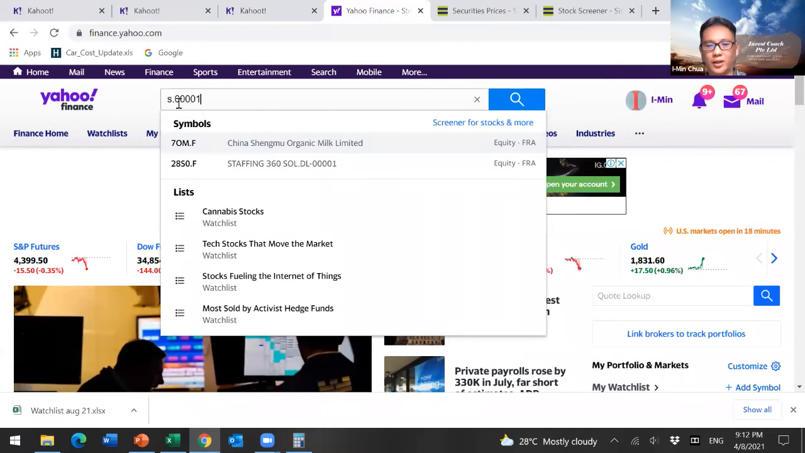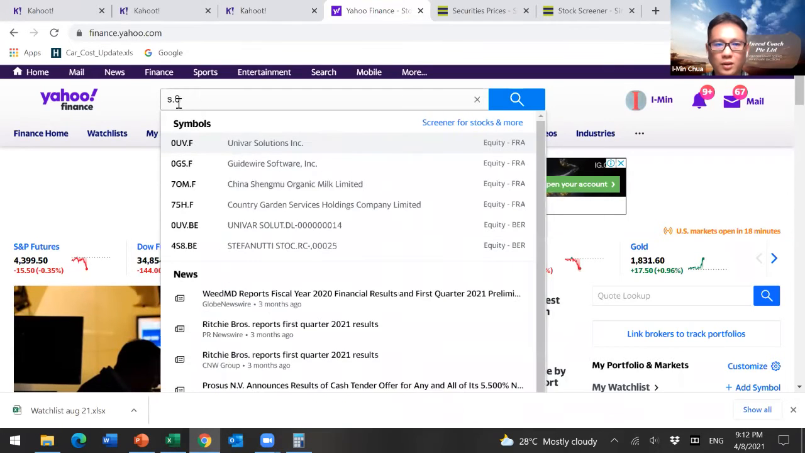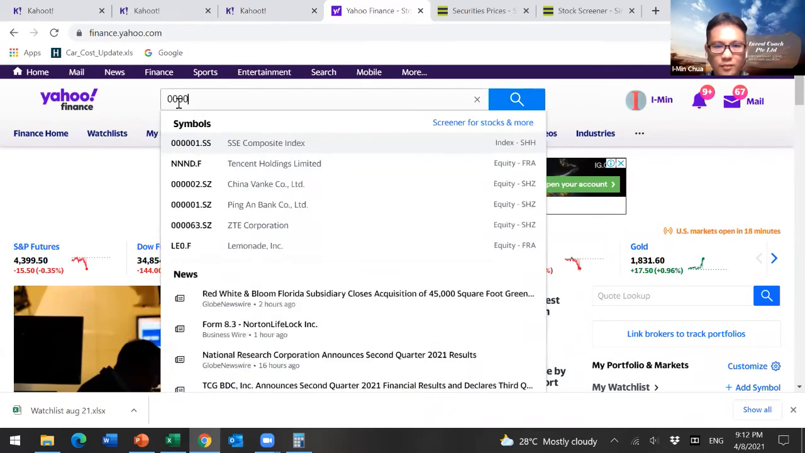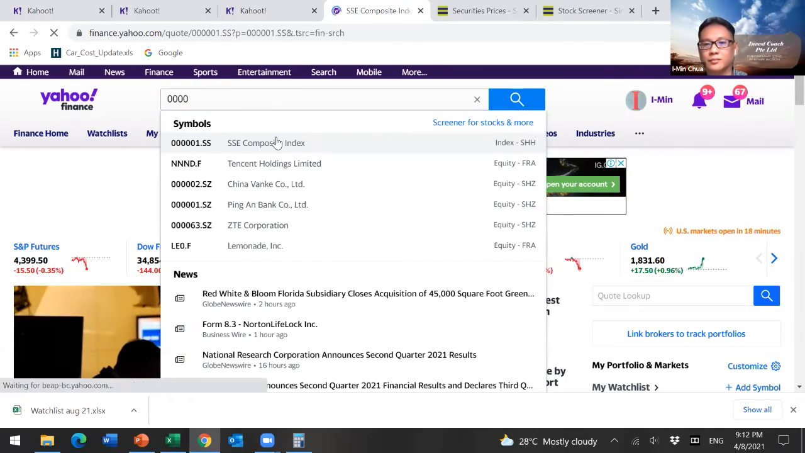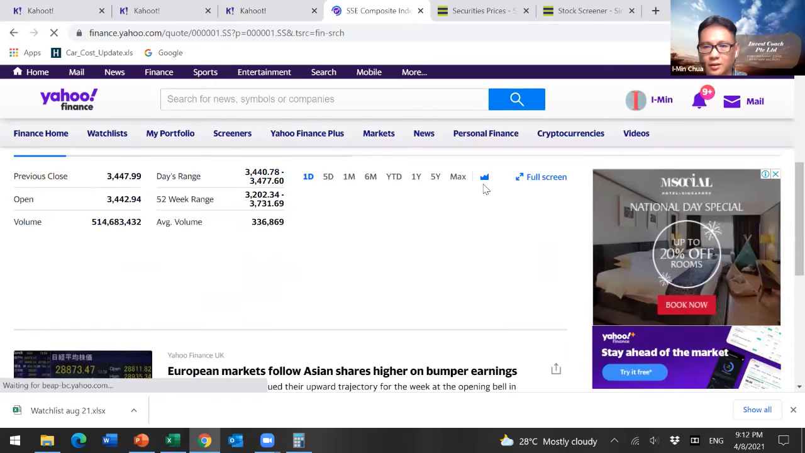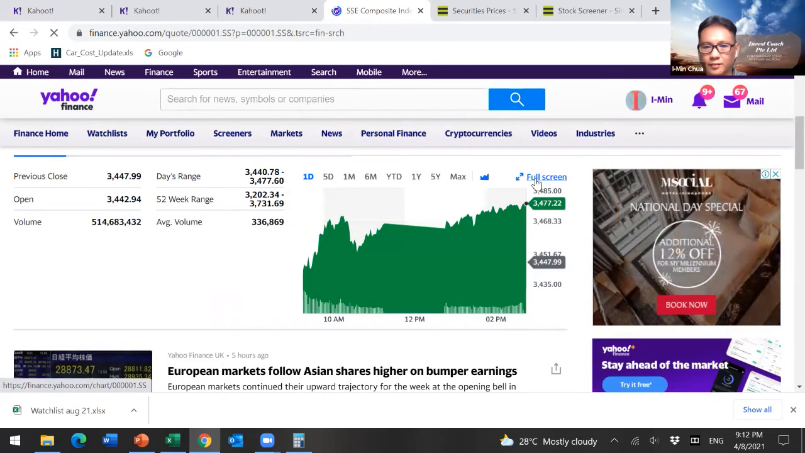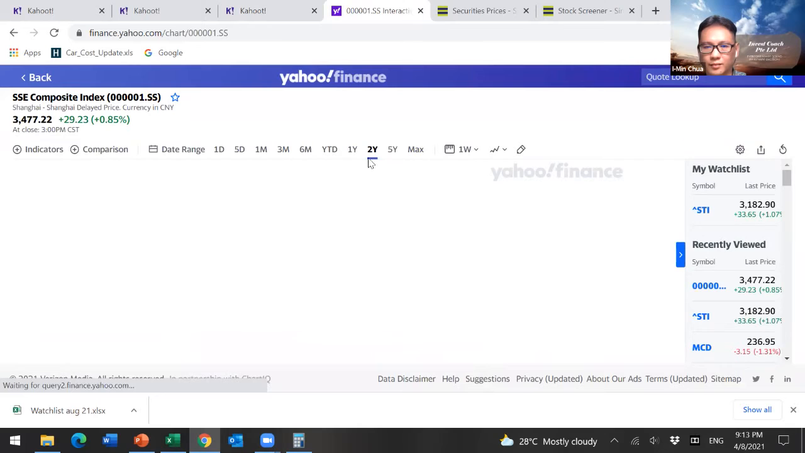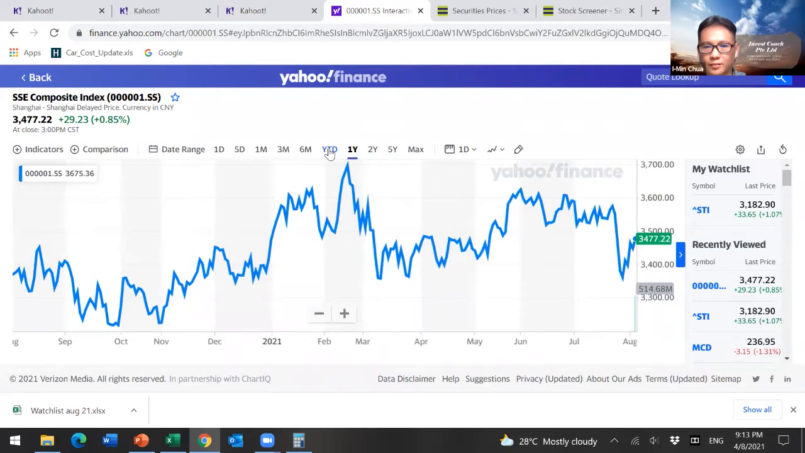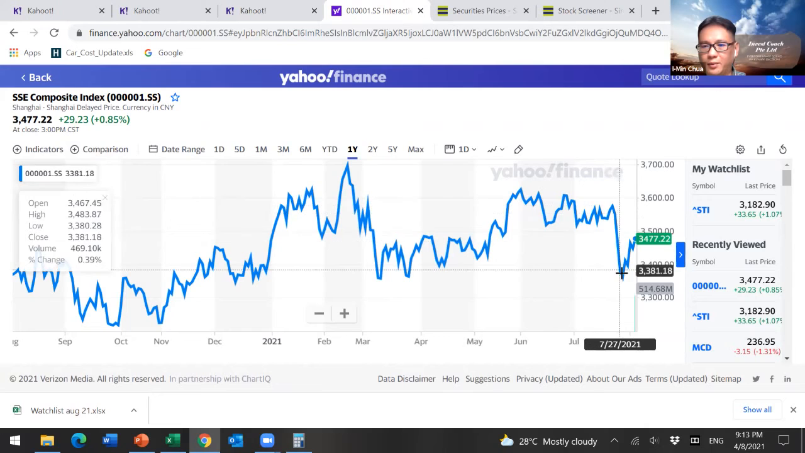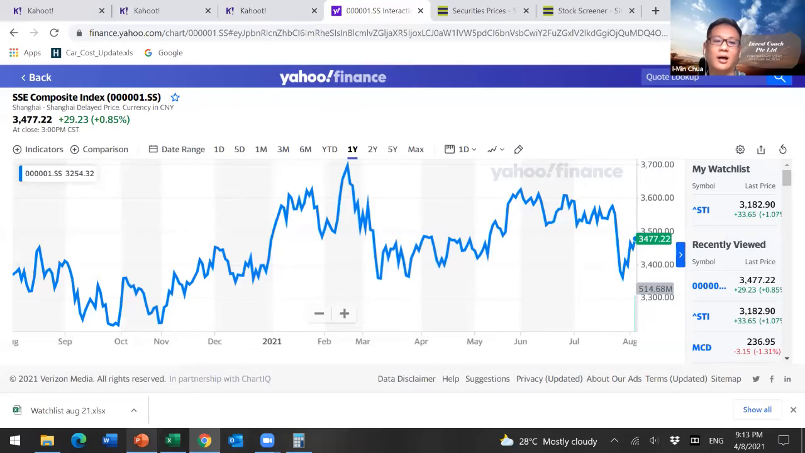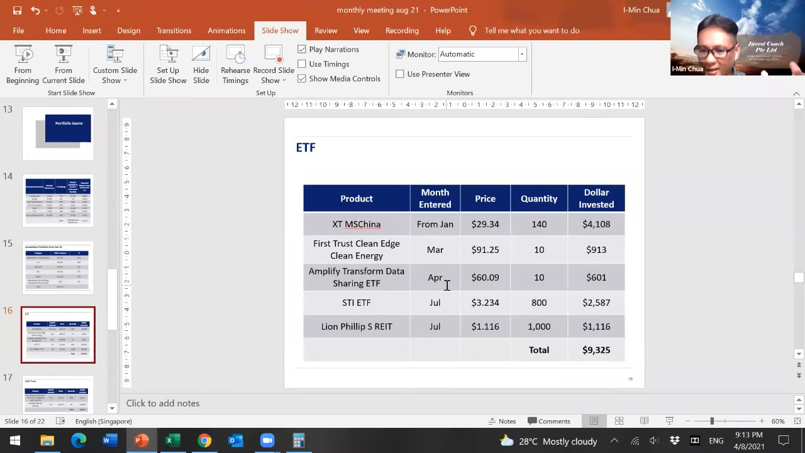Let me just get the code. 000. So you can see that it's actually quite a deep correction. And again, luckily, because I diversified, the impact is quite minimized, and I'm still above water. So that is the beauty of diversification.